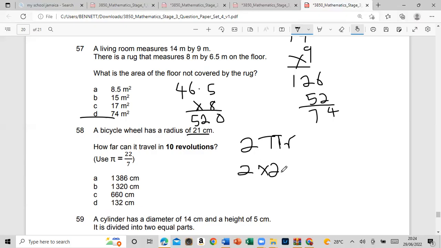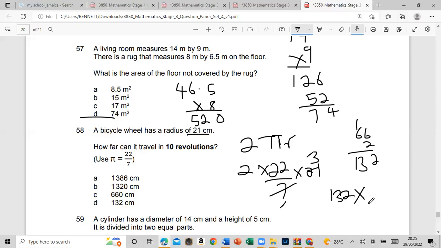So boom. So 2 times 22 over 7, they're giving us 21. 7 into 21 is 3. So 3 times this is 66. 66 times 2, 6 twos are 12, and that's 132. So if you get that for one revolution, we times it by 10. So I'm not a bad maths teacher, I know that.